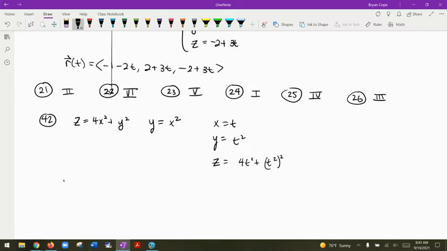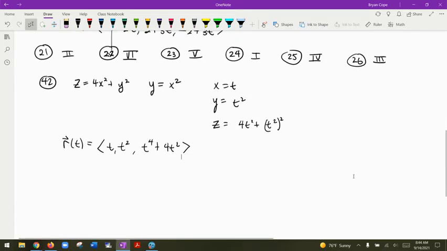So putting that together, our vector function r of t would be t, t squared, and t to the fourth plus 4t squared. All right, going on to 43.